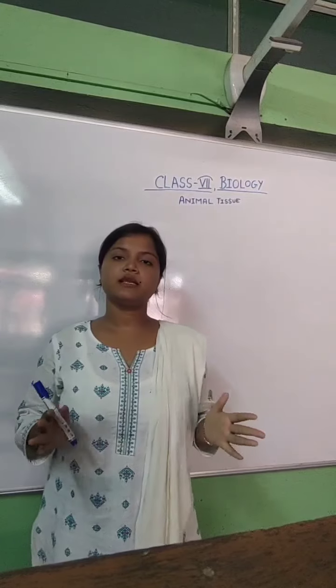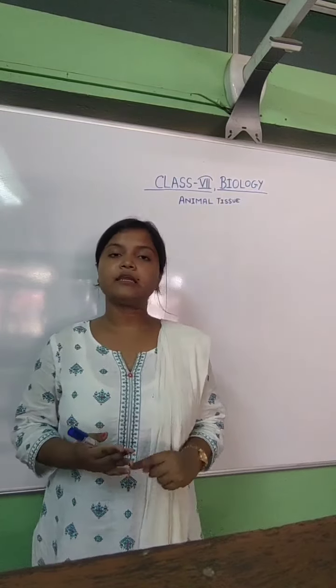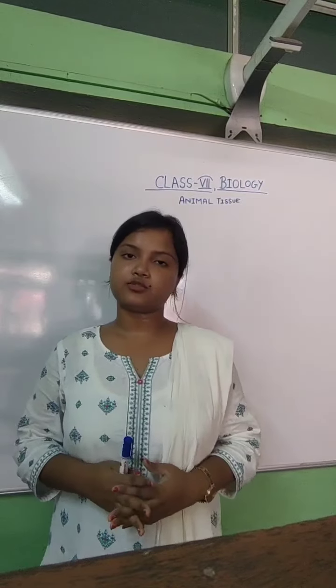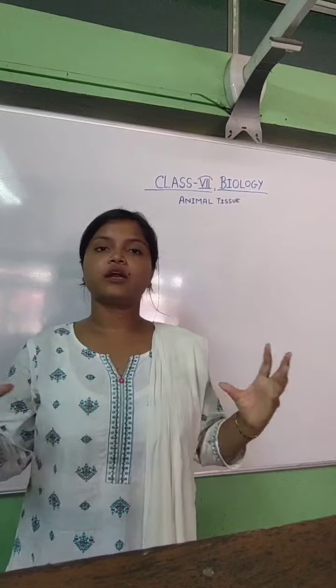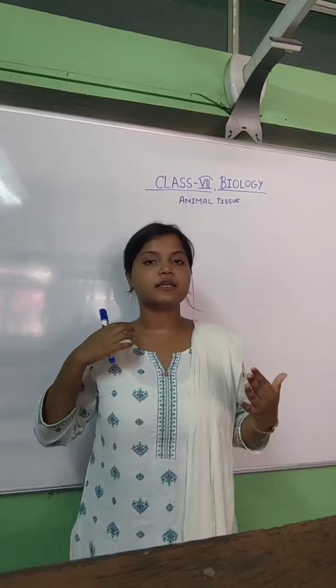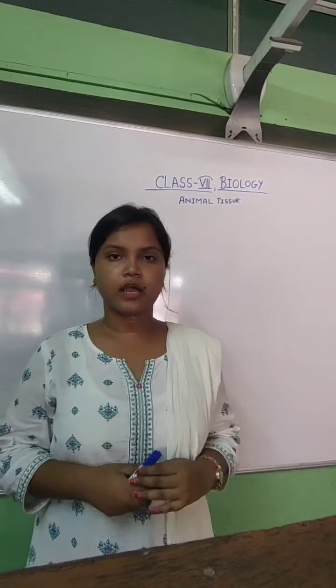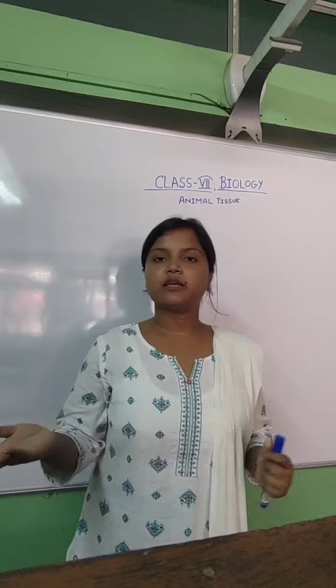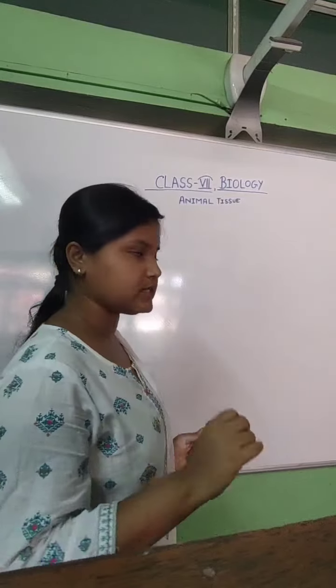Epithelial tissues are of three types: squamous, columnar and cuboidal. They generally give protection. They are the outer coverings of our body as well as the linings of the internal organs. We all have learned that. I wish that you all have recapped it and understood the chapter.